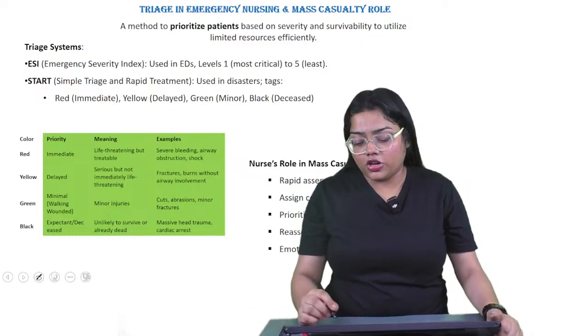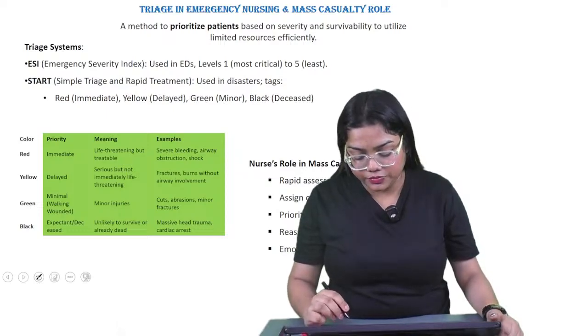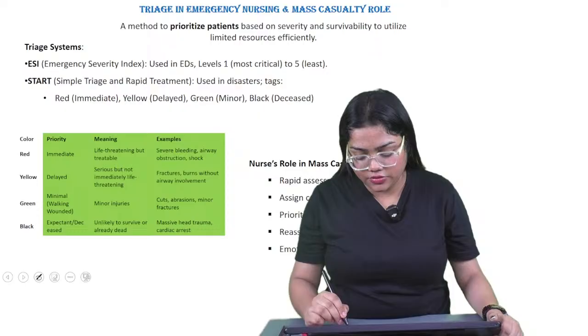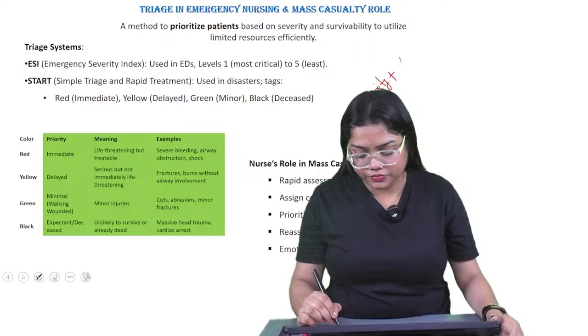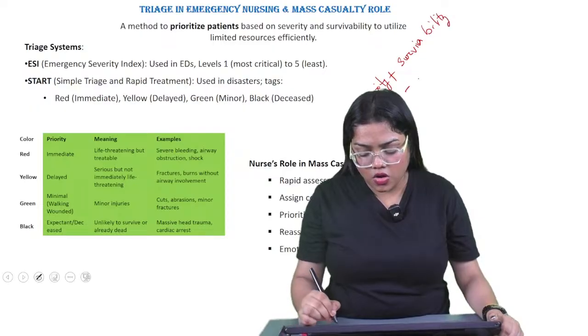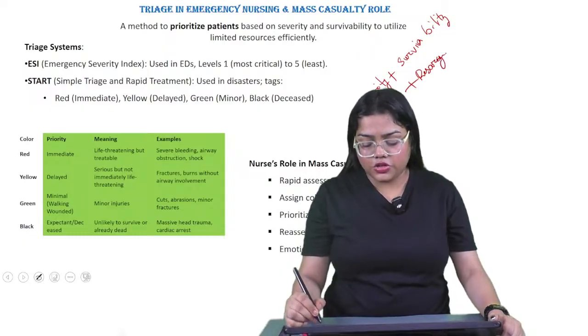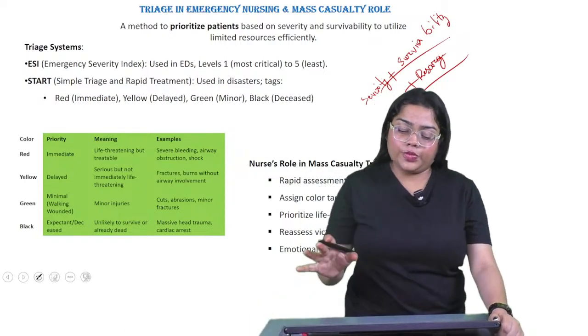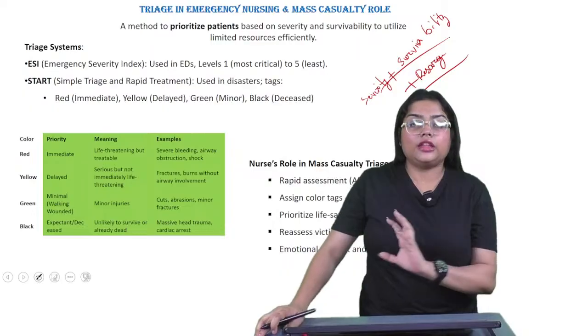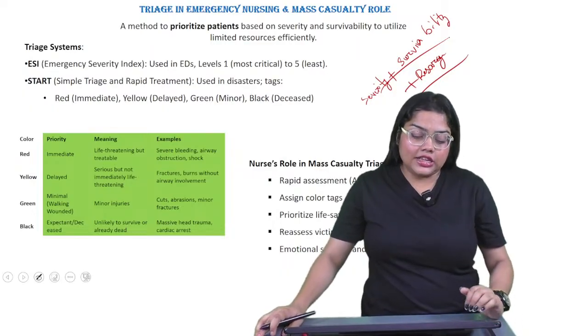So we will not only divide the patients based on severity, we will also consider survivability and the resources that they have. Based on these three, we usually make the plan of the triage, and it is actually a system.